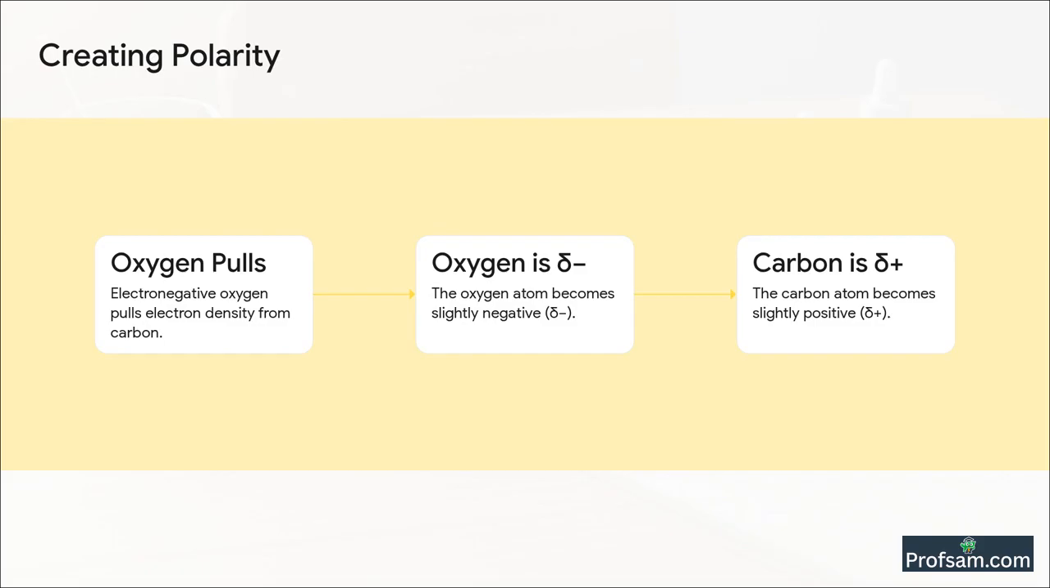This creates two poles. The oxygen atom, now having more electron density, becomes slightly negative. We represent this with a delta minus symbol, delta minus. And what about the carbon? Since it has lost some of its electron share, it becomes slightly positive, which we show with a delta plus, delta plus. Please remember this. This polarity is the absolute key to understanding all its reactions.